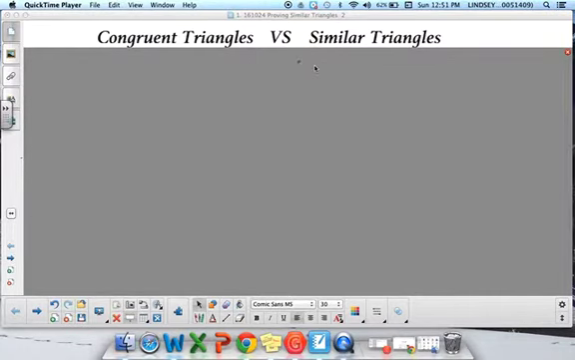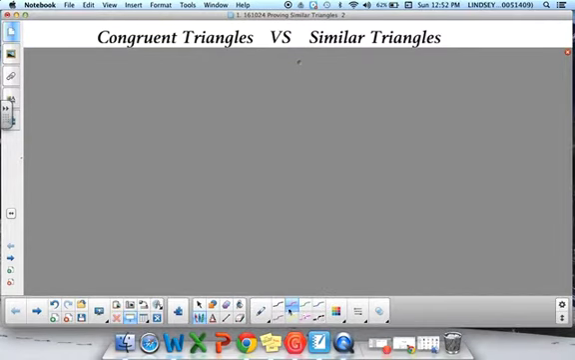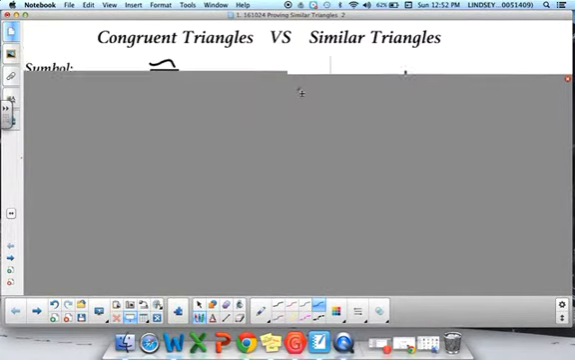What I wanted to talk about today, our last topic for this unit, Module 5, are similar triangles and how I'm going to prove them similar. Instead of having to say every single side is proportional and every single angle is proportional, I can do some shortcuts, kind of like we did with congruent triangles. So let's take a look at what we know about congruent versus similar.